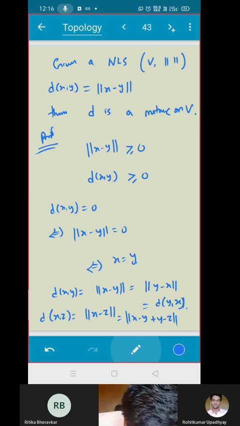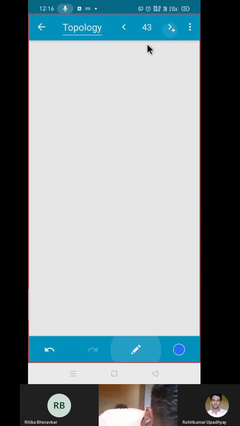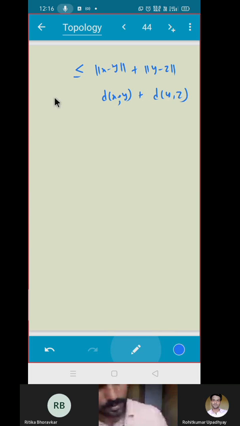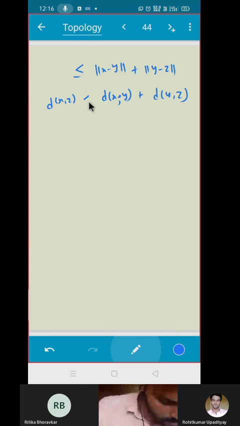And I know that this norm satisfies the triangle inequality, correct? Yes, sir. So what can I write? I can write this is less than or equal to norm of x minus y plus norm of y minus z, which is equal to d of x comma y plus d of y comma z. Is that clear? That is what we were supposed to prove, d of x z less than or equal to this. So what is your claim?